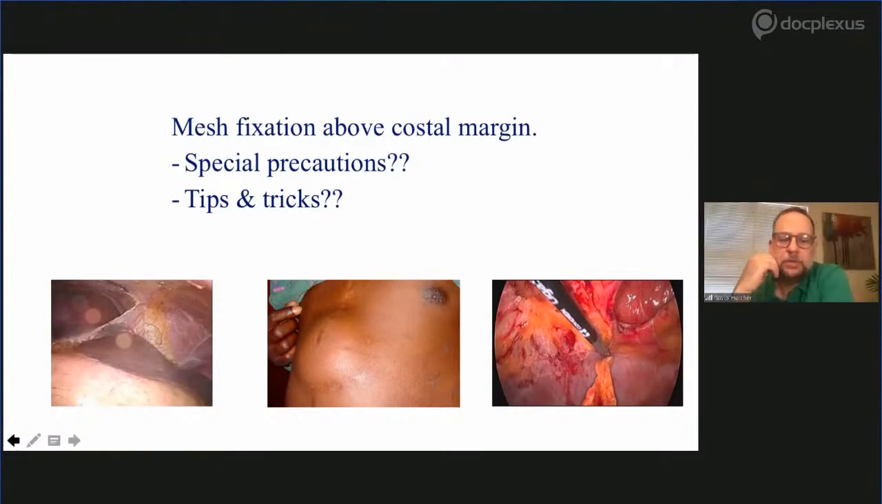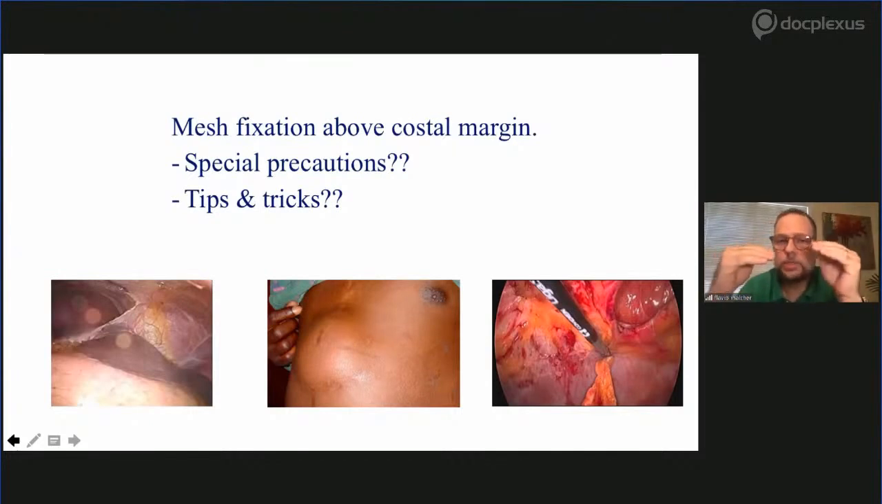This is the best thing that you can do. Just dissect the peritoneum off of the diaphragm. It is thin, but you can do it, and you can go all the way up to the central tendon of the diaphragm if necessary. Then you're going to lay your mesh.